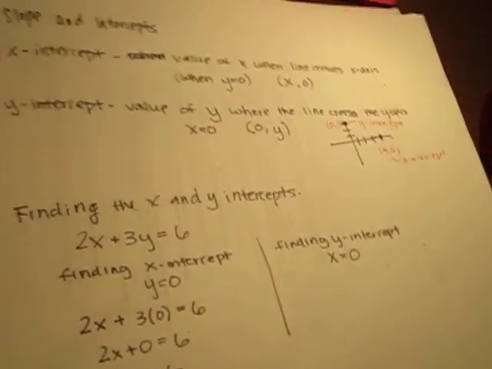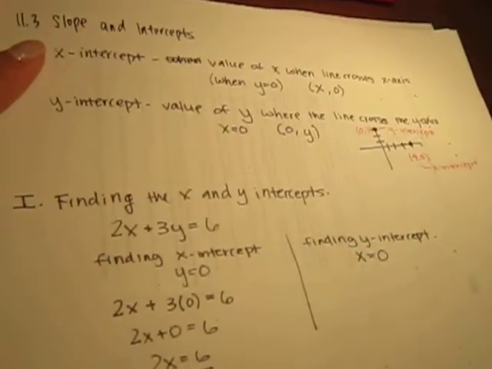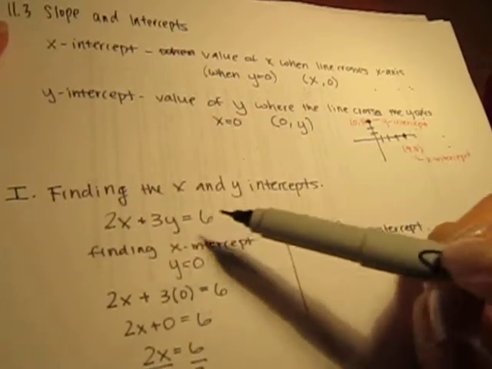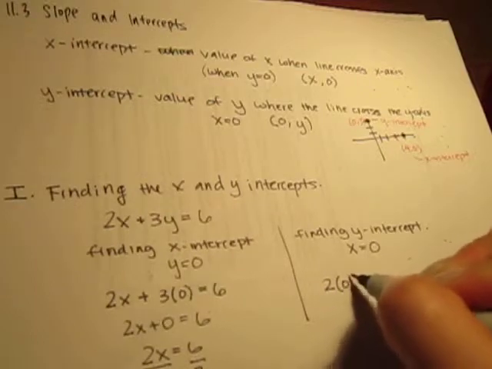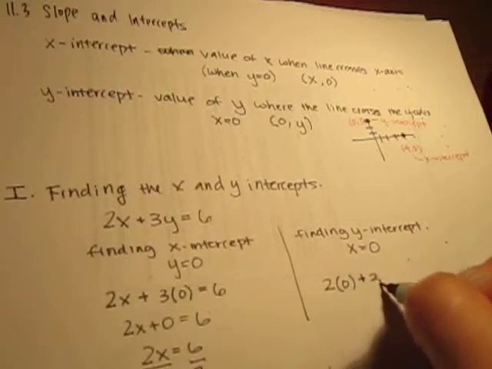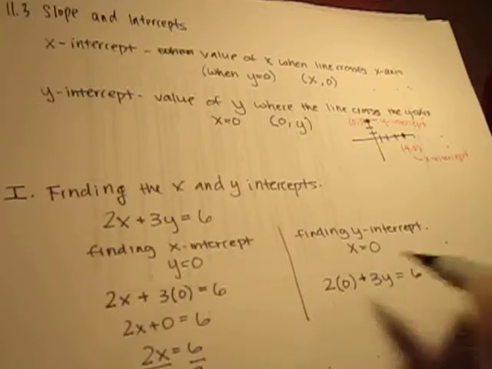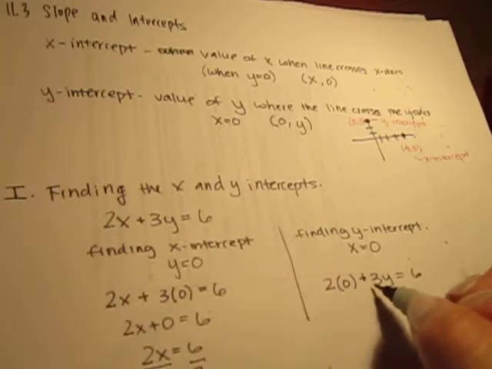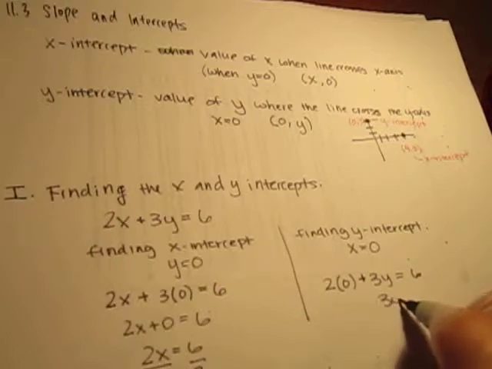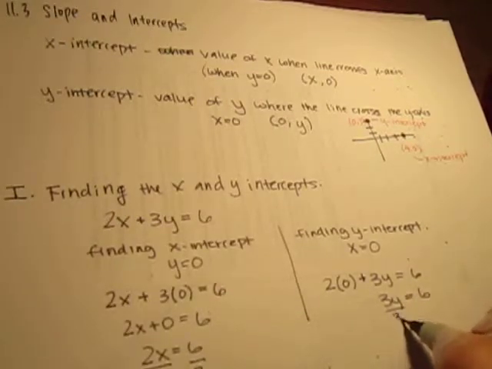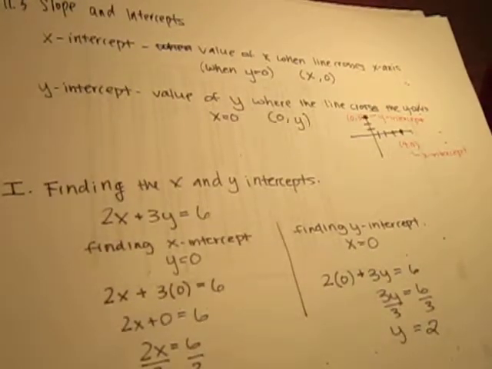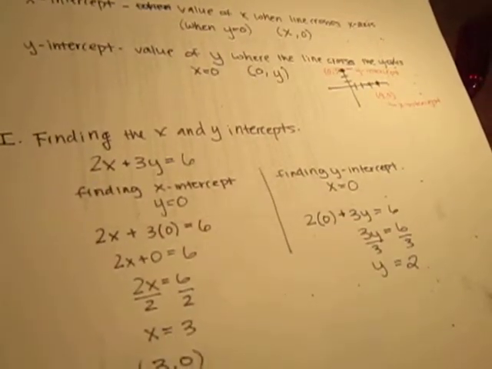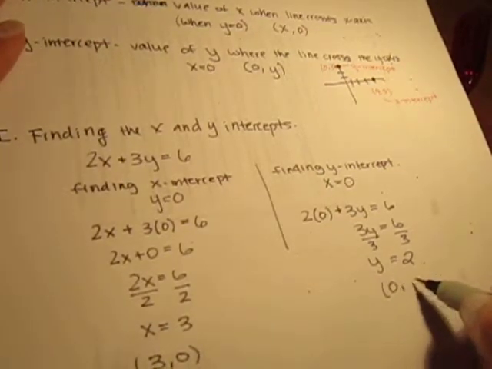In the same way, when you find the y-intercept, we're going to do exactly the same thing. Use that original equation, except now plug in 0 for x. So we have 2 times 0 plus 3y equals 6. 2 times 0 is 0, so that's gone. 3y equals 6. Divide each side by 3. And that's why you're going to end up with y equals 2. Meaning the y-intercept falls where we have the coordinate points of 0, 2.